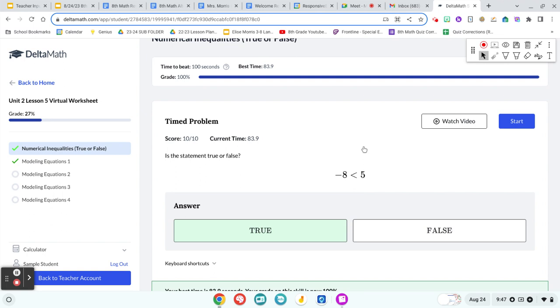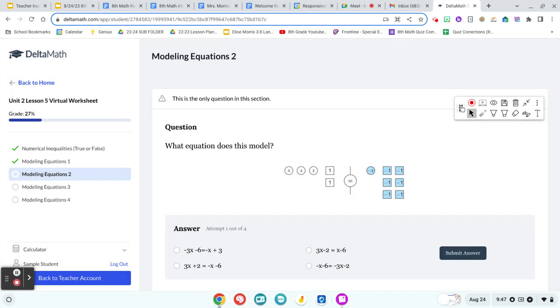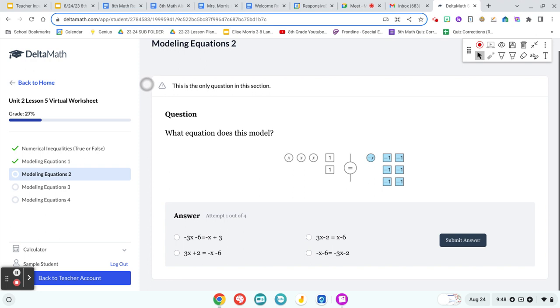All right. So you can come up here and go to the next section, or you can look at your check marks and just go to one that you have not completed yet. The rest are multiple choice, and so I'll do this one for you. What equation does this model?